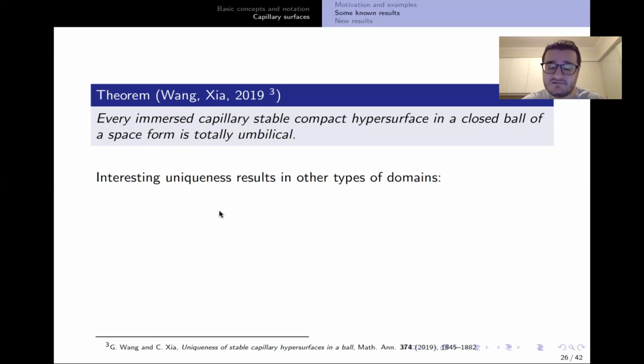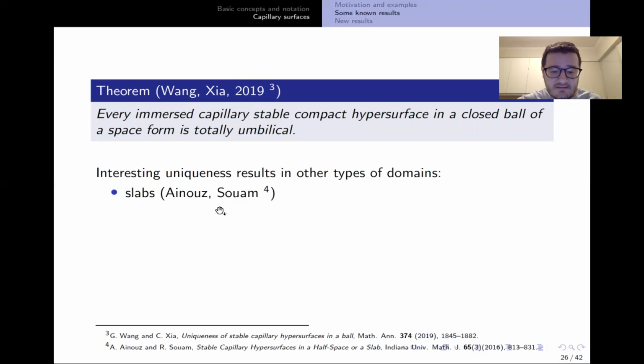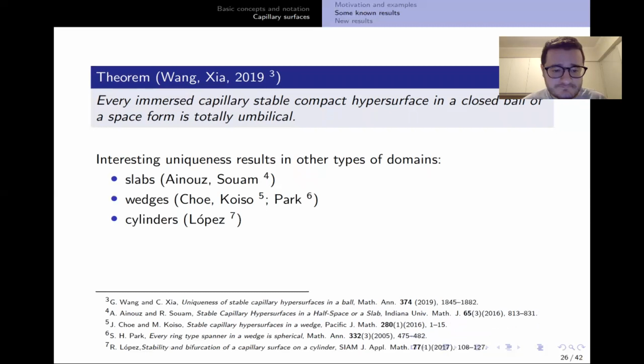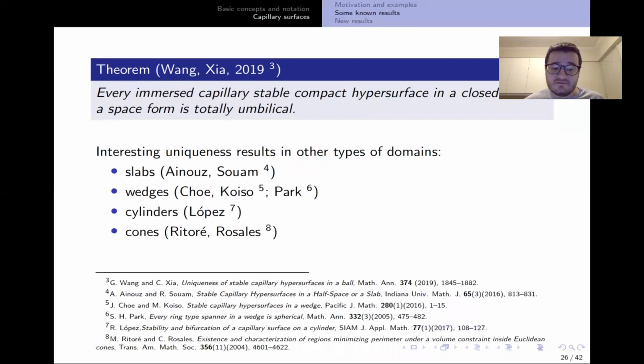So there are many other types of rigidity results, such as the ones I presented now. Let me mention some other uniqueness results. I put the references here at the bottom of the page so that you can have a look at that if you want. Ainouz and Souam proved some rigidity results in slabs. Choe and Koiso and also Park proved results in wedges. So, you know, a pair of intersecting planes in R3, and the boundary of such surfaces lie in these two planes. Lopez proved some results on cylinders. Ritoré and Rosales showed some results in cones. And there are many, many other authors and results that investigated this kind of problem in other ambient manifolds, okay?